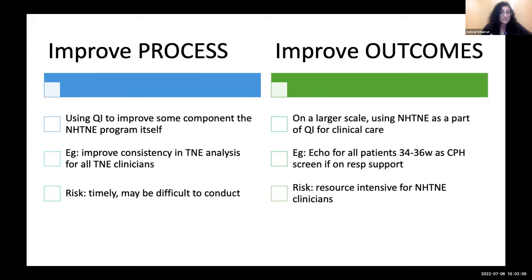Conversely, you can look at outcomes and improvement of clinical care, so this would be like patient outcomes. For example, on a larger scale, you can actually use TNE to improve clinical care for all of your patients in the NICU. For example, you implementing a CPA, a screening policy for high-risk infants for chronic pulmonary hypertension in order to standardize the timing of when the CPH screen is done. So it can be done early in order to improve outcomes rather than waiting until they're, say, 42 weeks corrected and making a later diagnosis.